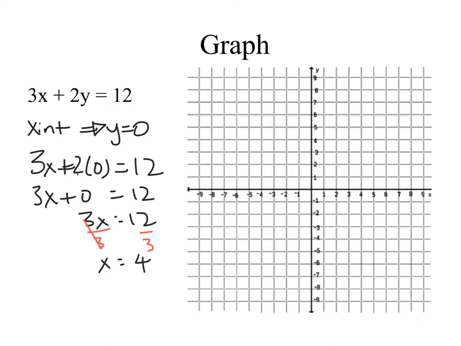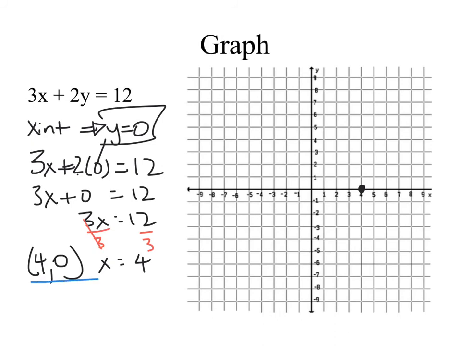Now you need to be careful. That's not just x equals 4. It's x equals 4 when my y equals 0, because we plugged that 0 in at the beginning. So you want to make sure that you write the coordinate (4, 0). And that is going to be one of the points on your line. Then we want to go back and find the y-intercept.